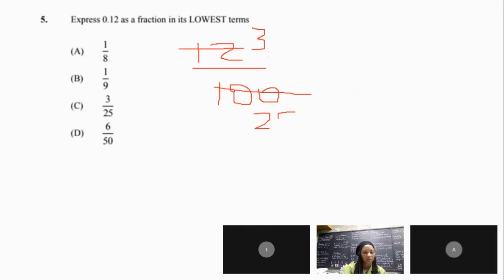All right, Asar. Express 0.12 as a fraction in its lowest terms. 0.12 as a fraction would be 12 over 100. And 4 can go into both of those. 4 into 12 goes 3 times, and 4 into 100 goes 25 times. So the answer is C, 3 over 25.